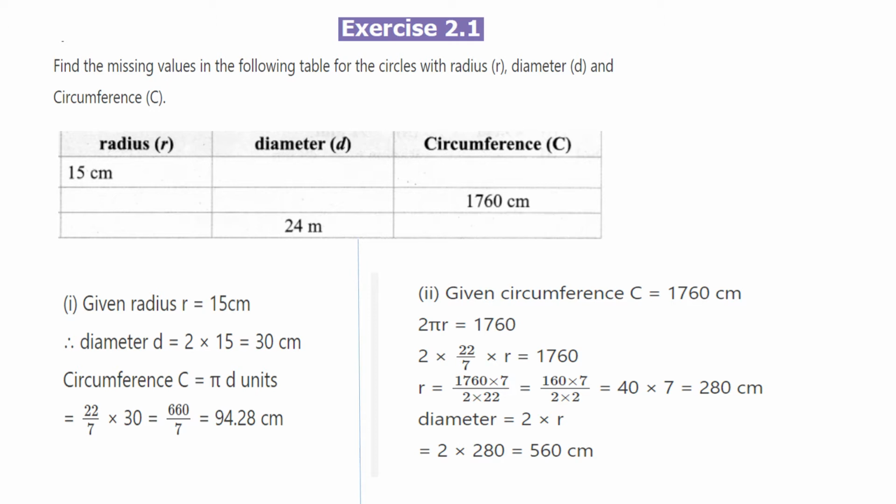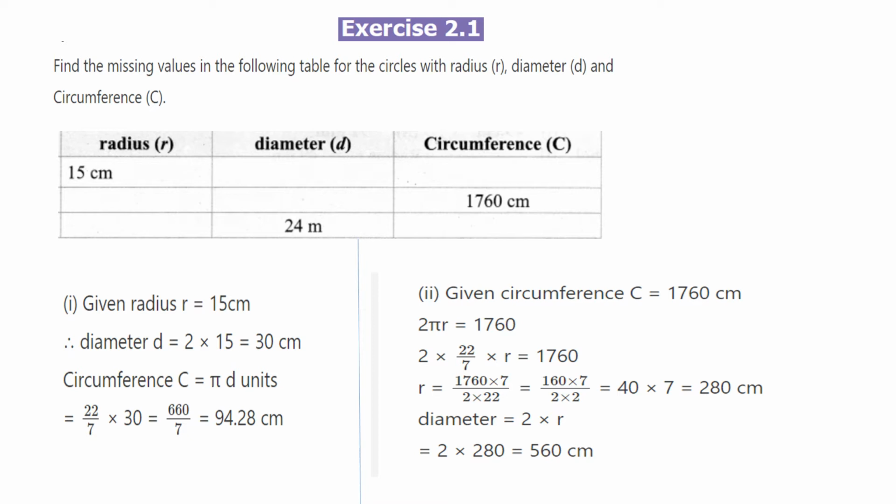Next is some circumference given. You have to find out radius and diameter. Circumference means what? 2 pi r. 2 pi r equal to 1760. So 2 into 22 by 7 into r equal to 1760. So you keep r on the left side. So 2 and 22 by 7 go to the right hand side, they will come reciprocal. So 2 means 1 by 2, 22 by 7 means 7 by 22. Clear? So 1760 into 7 by 2 into 22.